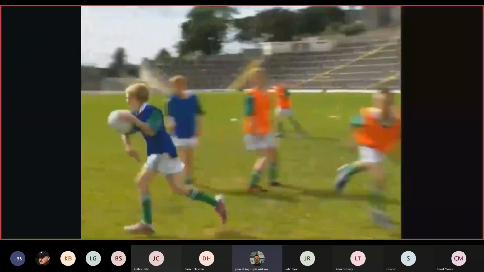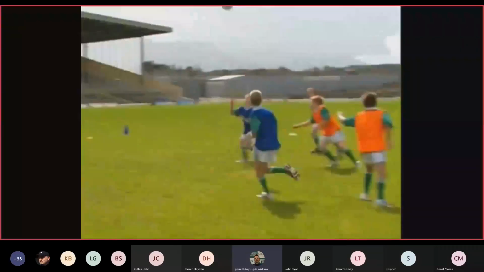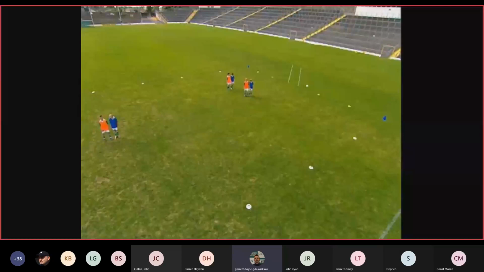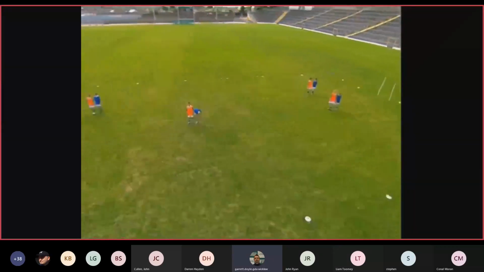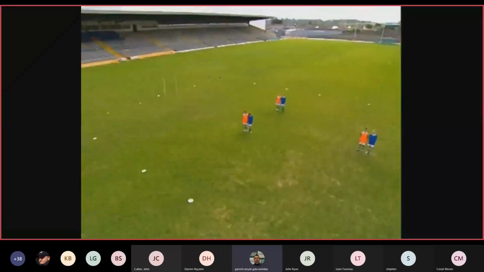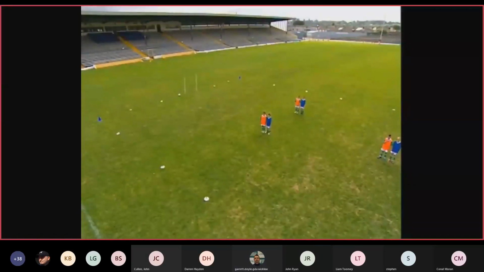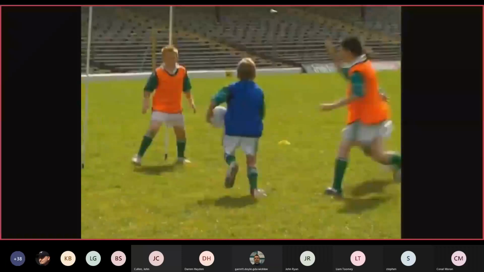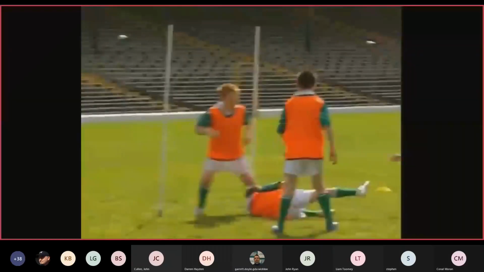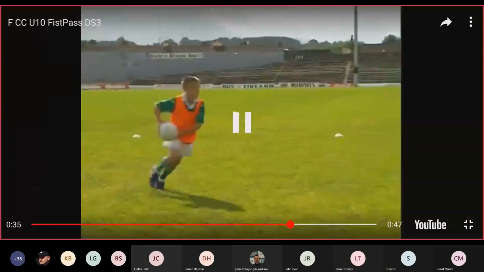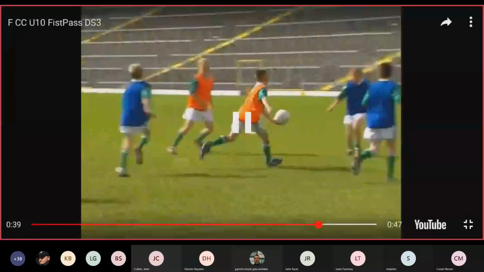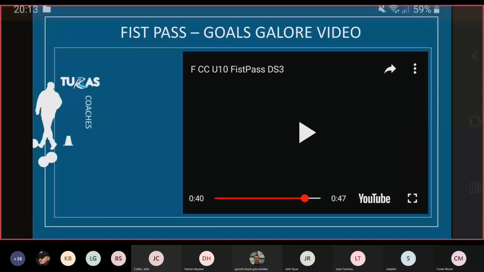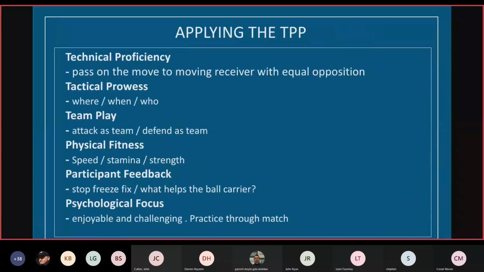But this is probably the hardest, most challenging, because it's equal numbers. One goal for us, one goal for them. And then you choose which rules you apply or don't apply, or which skills are allowed or not allowed. The only thing missing in here is the goalkeepers. So again, technical: you can see it's hand passing on the move to moving receivers, equal opposition though. So it's probably going to be the hardest one to perform.